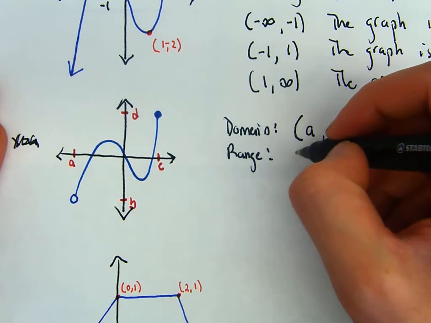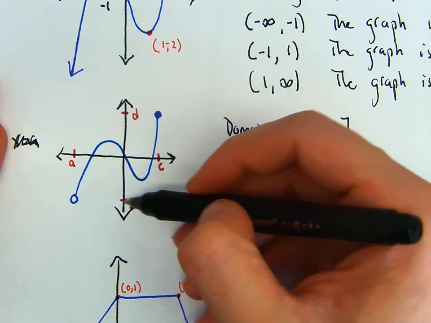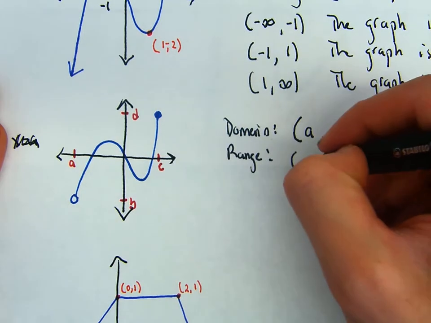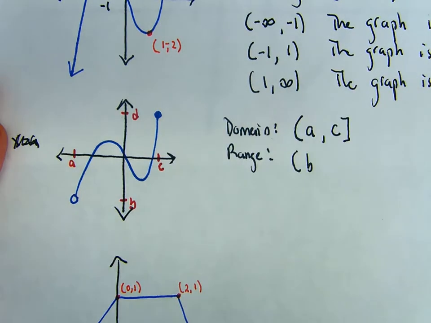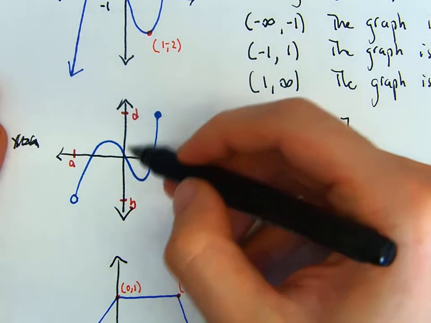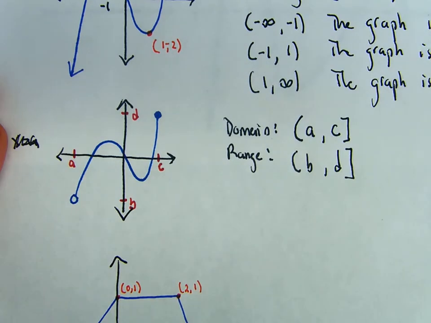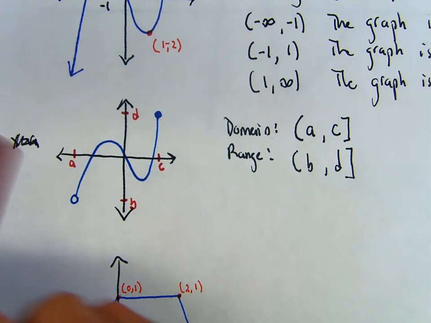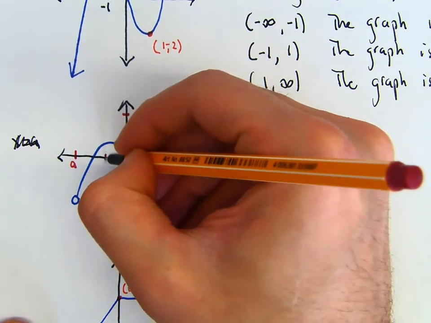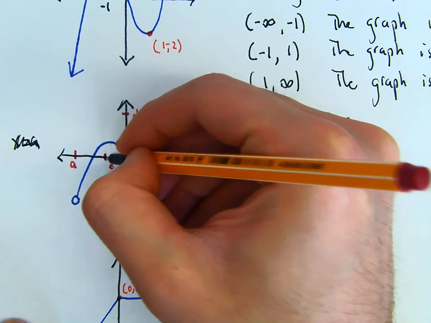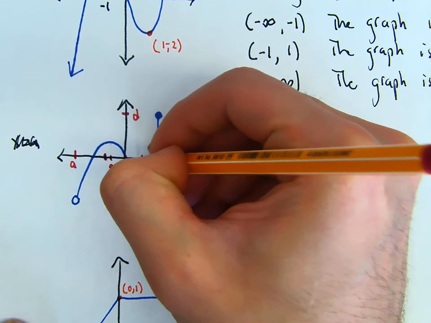For the range, how far low can I go? What's my lowest y value? My lowest y value is b, and my highest y value is d. And notice how I'm closing it. Oh, I should have mentioned, maybe I should have put this as well. Make this like E or something, and make this F.